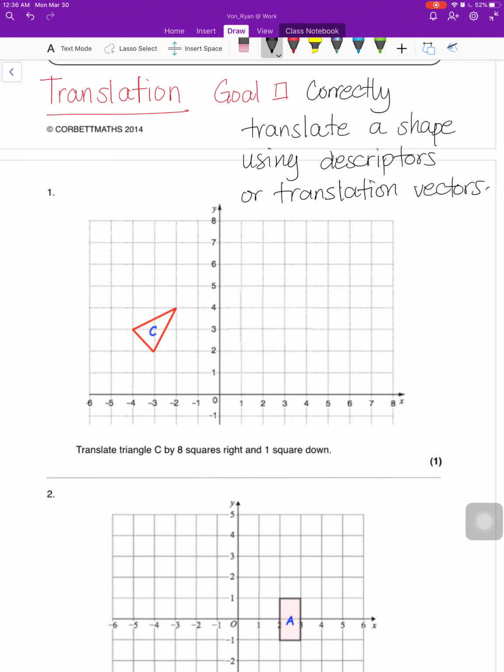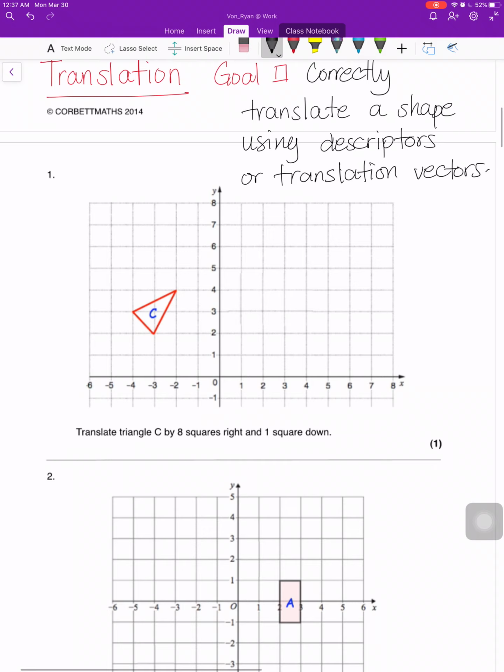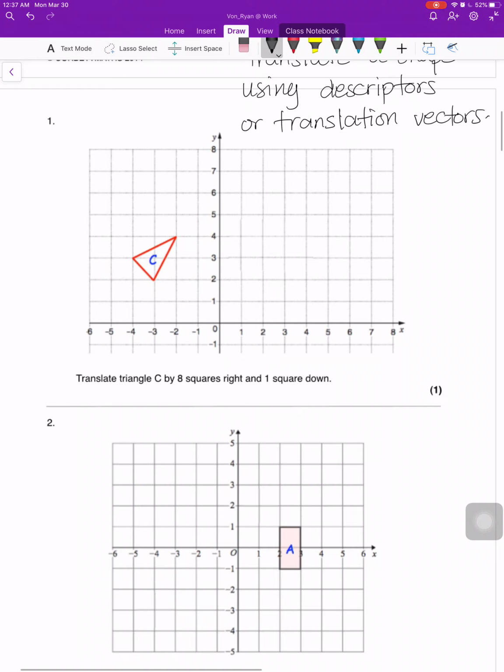As you know, translation, shout out to Colin Dodds with his video, is basically shifting a shape left, right, up, or down. So we just follow the instruction and look at ways to easily move it so that we don't get confused. Let's look at this first example. It says translate triangle C by 8 squares right and 1 square down.